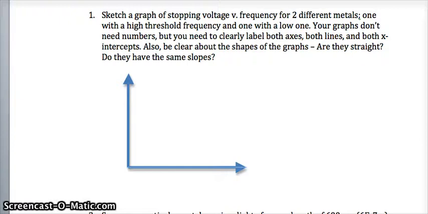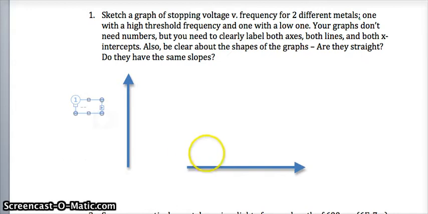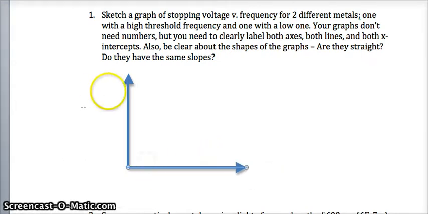In this problem, you are sketching a graph of stopping voltage versus frequency for two different metals, one with a high frequency and one with a low one. I won't put numbers on it, but we'll label both axes. You've got to figure out what the axes are. This one's stopping voltage, which we can call Vs. It's the y-axis. It gives you the kinetic energy, or what's like the kinetic energy anyway. The other axis is going to be the frequency, so we put frequency over here.